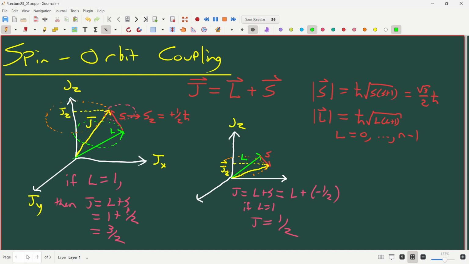So when L gets really long, like you're in an F orbital and L is 3 or 4, the length of that vector for 4 is the square root of 4 times 5, square root of 20, compared to the square root of 3/4 for spin, where this number is just under 1. So the length of the spin is about 1, but the length of L is on the order of square root of 20. It's 5 or 6 times longer.